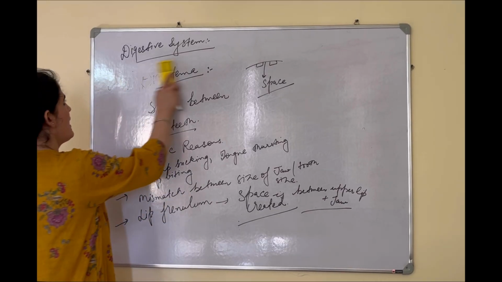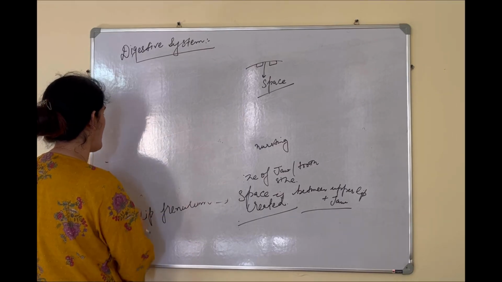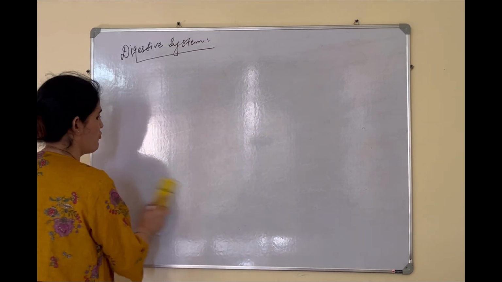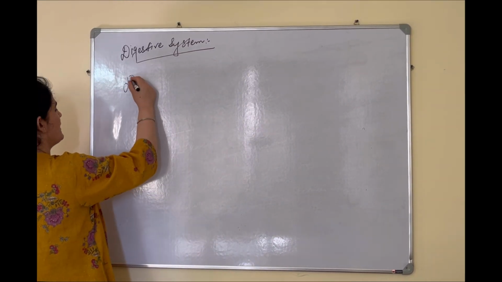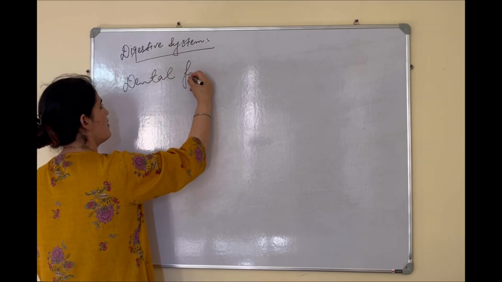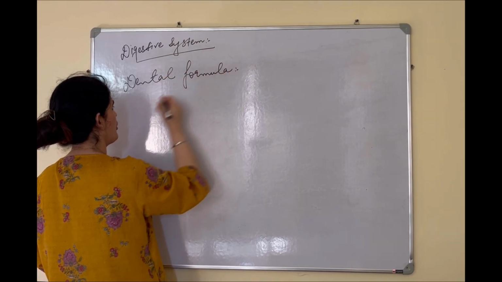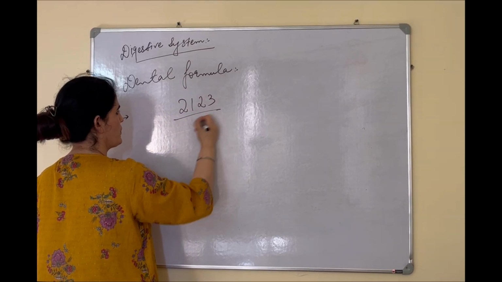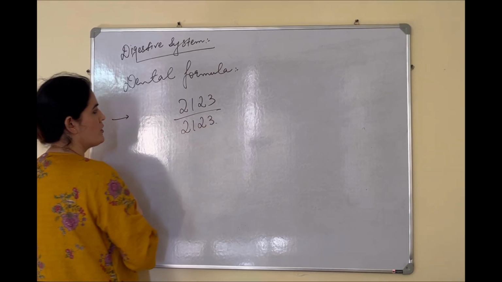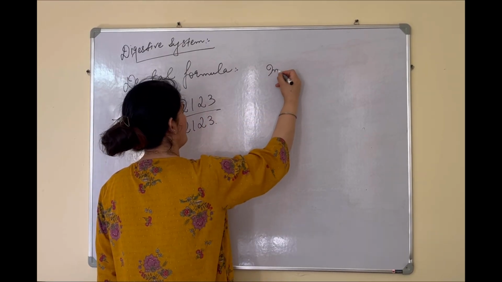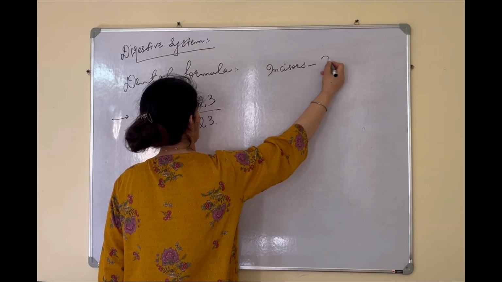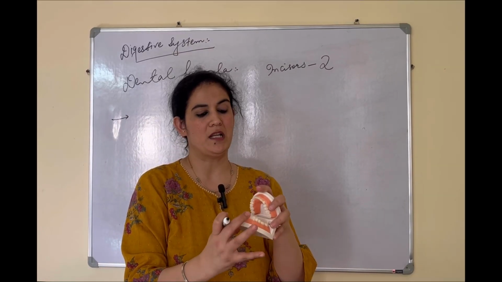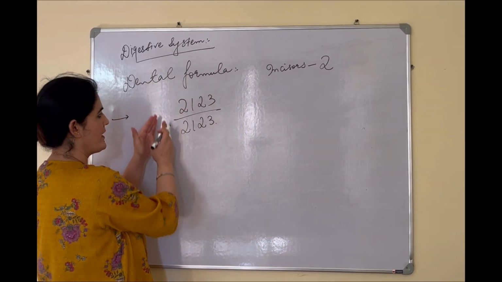So I've given you the reasons, and now we will do the last part, that is the dental formula. Dental formula for human beings is 2123 upon 2123. So what is this 2123? We have incisors, two pairs on the upper jaw, and two pairs on the lower jaw. So this is for the upper jaw and lower jaw.